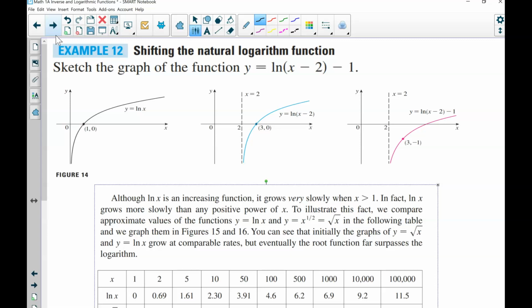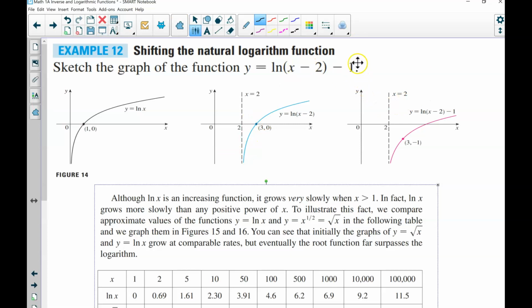Okay, now this last example for number 12 is shifting the natural logarithmic function. We want to sketch the graph of y is equal to the natural log of x minus 2 minus 1. So again, we always graph the basic function here, which is the natural log of x, and has an x-intercept of 1, 0. And then we have to shift it to the right how many units? Well, from 1, we're shifting it over 2 units. So you can see the x-intercept is now located at 3, 0, and it has a vertical asymptote at x is equal to 2.